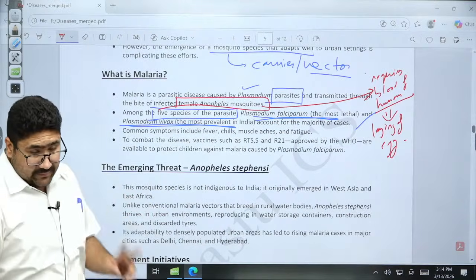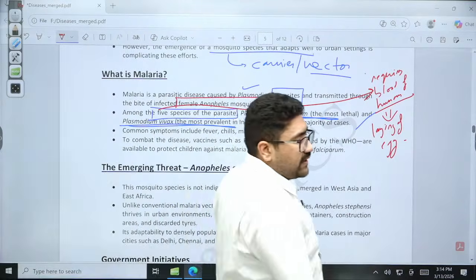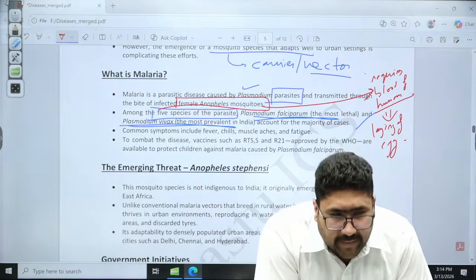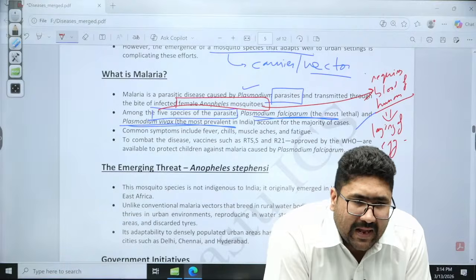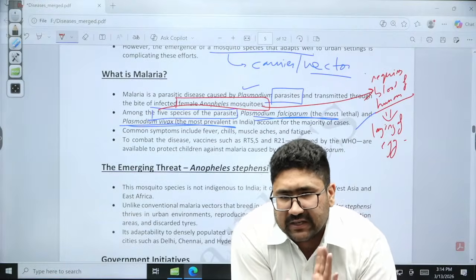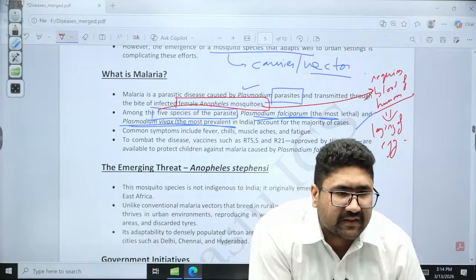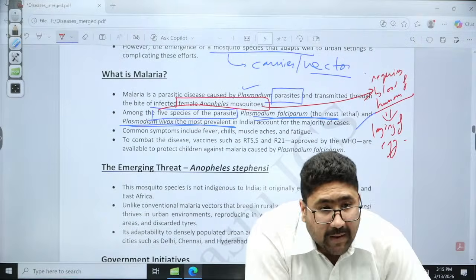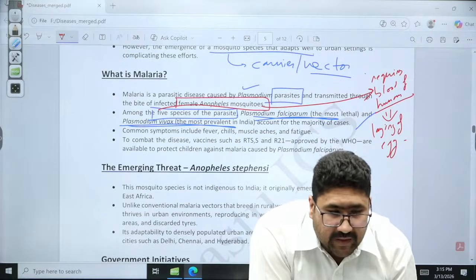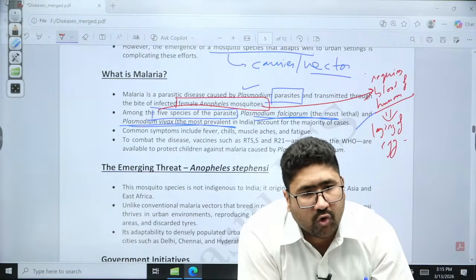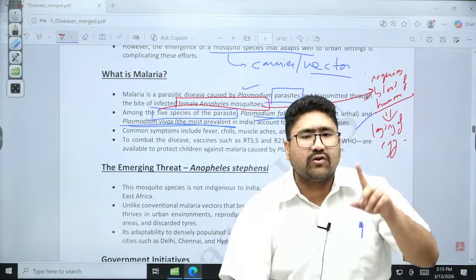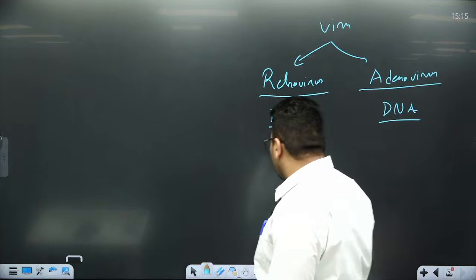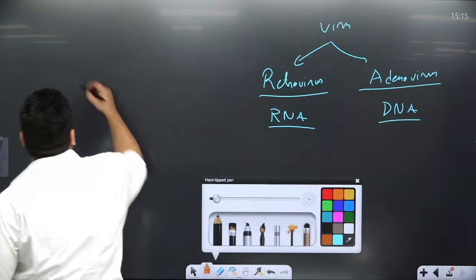Second, if the question says that malaria as a disease is spread only by female Anopheles mosquito, that is a correct statement. But if the statement is reversed, that female Anopheles mosquito spreads only malarial disease, that is the wrong statement. You need to keep in mind that female Anopheles mosquito can spread other diseases also.